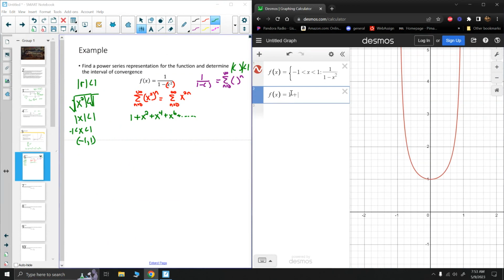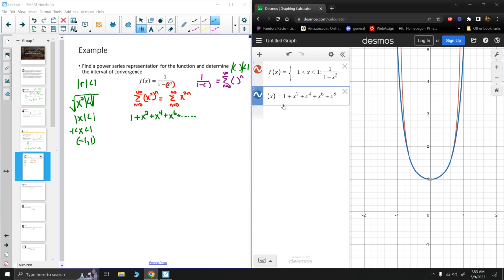Because that's what we're saying, as n goes on to infinity. So let's take a look at it. 1 plus x squared plus x to the 4th. I mean, that's looking pretty good already. I think that's pretty believable. Okay, so yeah, that seems to check out. This looks like it is equal to that statement.